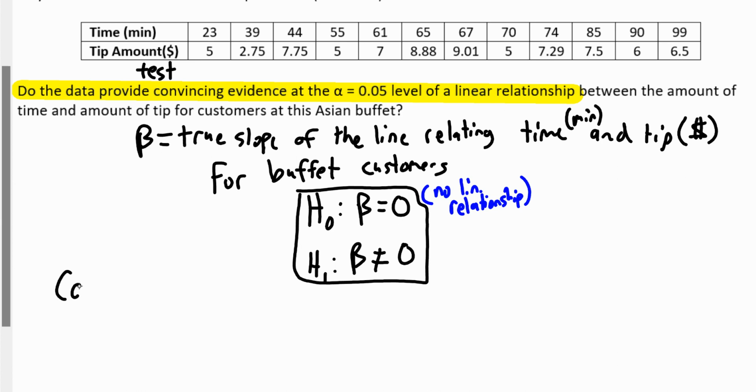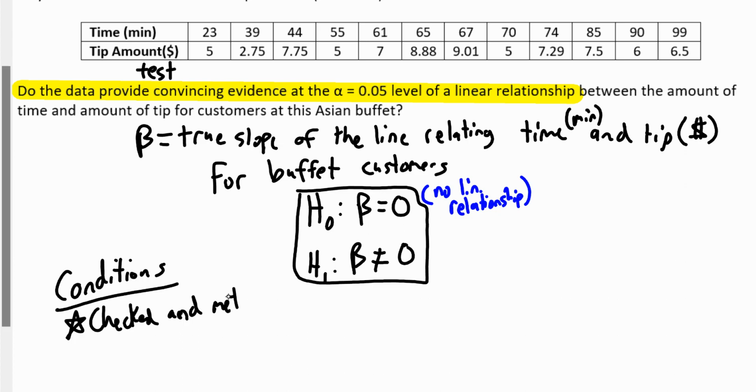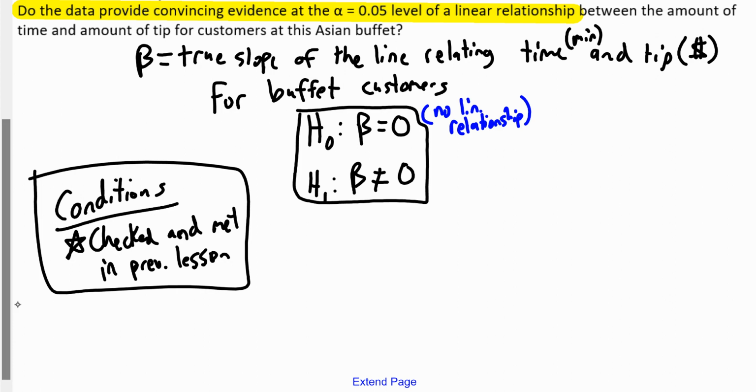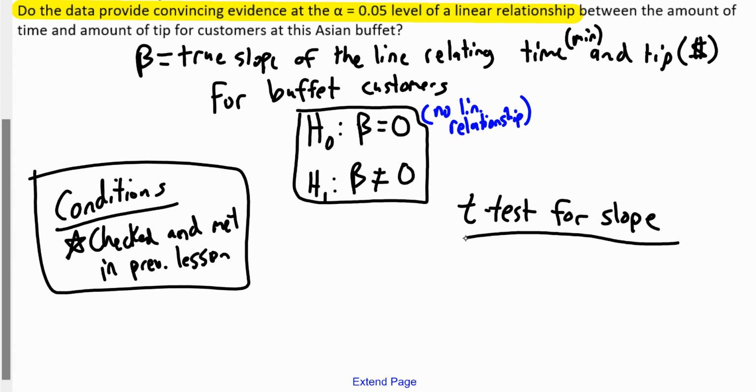Now we want to go into the conditions. And we've already checked these. We went through all of these in a previous lesson. So I'm going to say checked and met in previous lesson. Nice. Conditions are done. Let's get into the actual test. So this is going to be called a t-test for slope, and we need to find a t-value.